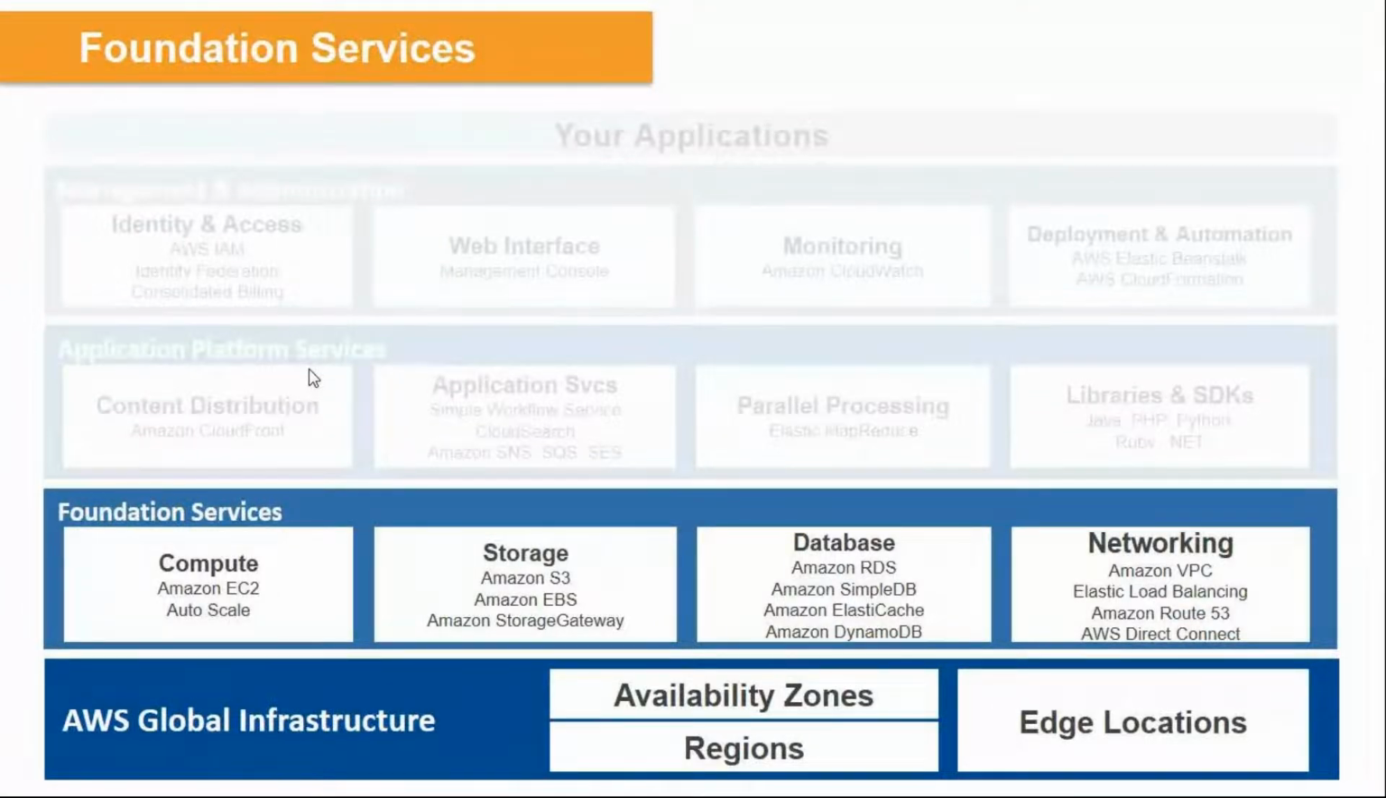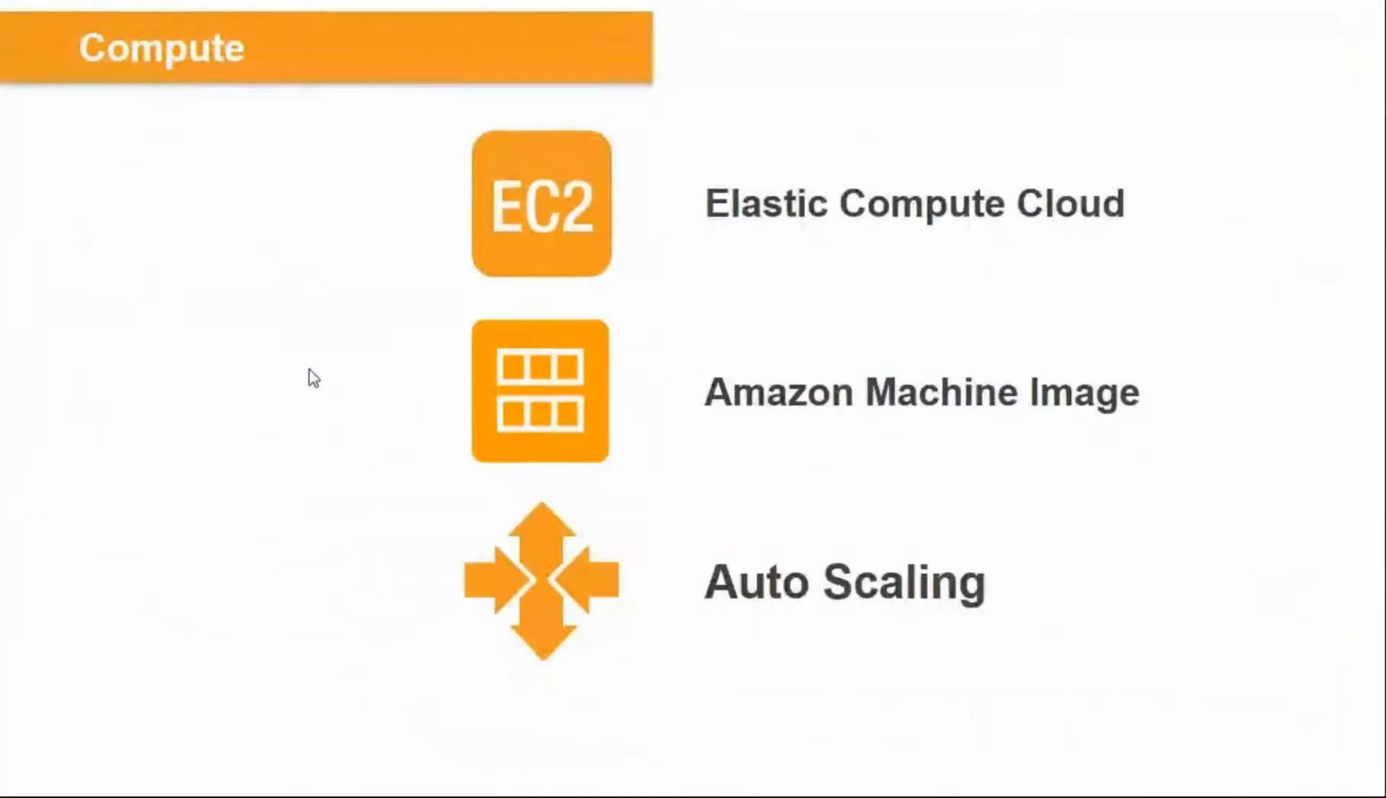So these are the main foundational services of AWS. Basically, they charge only for the foundational services and some services associated with them. If we go to compute, there are three major services: Elastic Compute Cloud, which we call EC2, and Amazon Machine Image. That is an image of the operating system which we want to use.